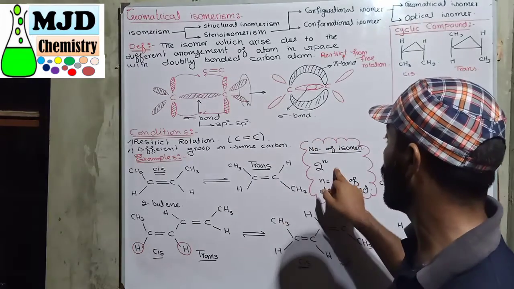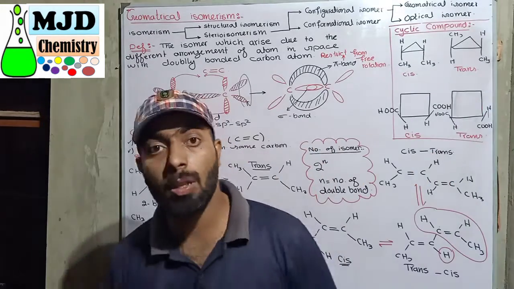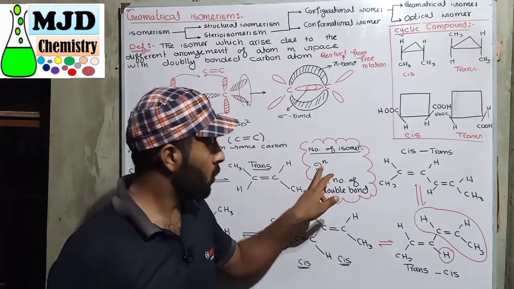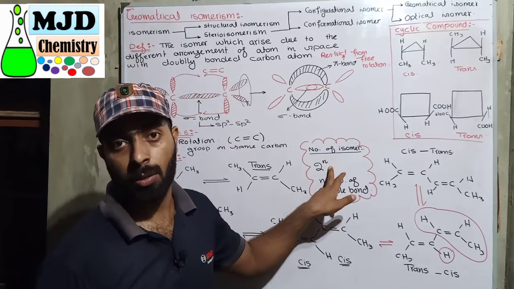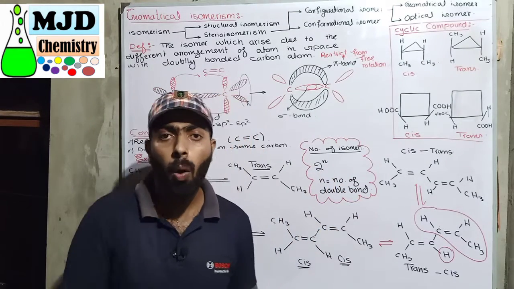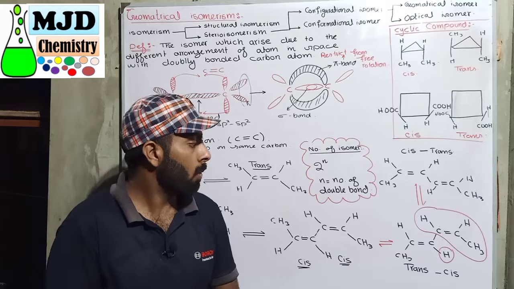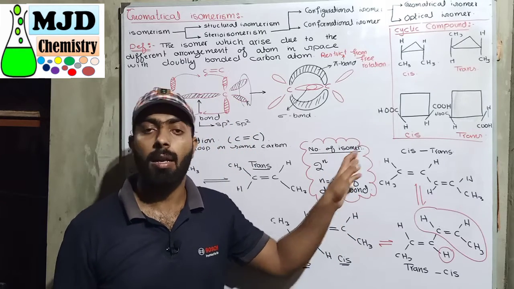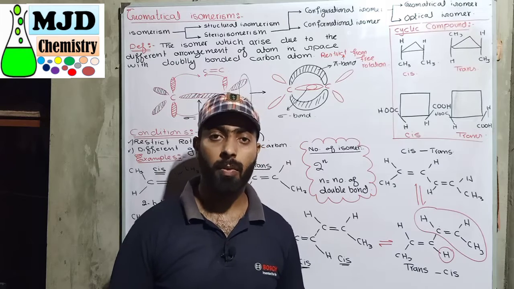Here is the formula for the number of isomers. If we count the number of isomers, then we use the formula 2^n, 2 raised to the power n, where n is the number of double bonds. We count how many double bonds are present within a molecule, put that value here, and then calculate the number of isomers of that compound.